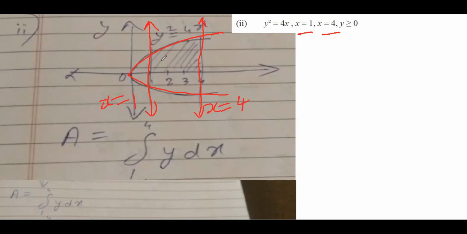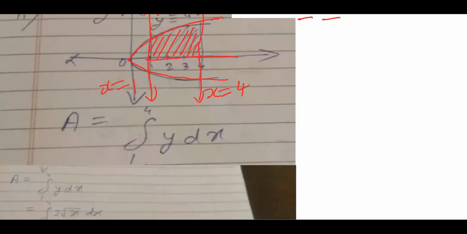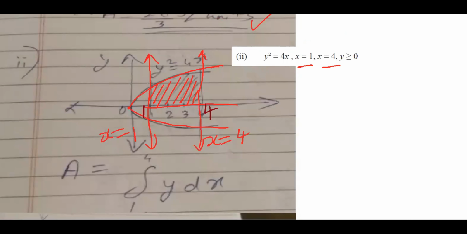So the area I need to find over here will be only this much, because they have said above the x-axis only, this area I have to find. So integration will be from 1 to 4, then y dx. What is my y? Y square is equal to 4x, so what will be my y? It will be 2 root x. That's perfectly correct, 2 root x.